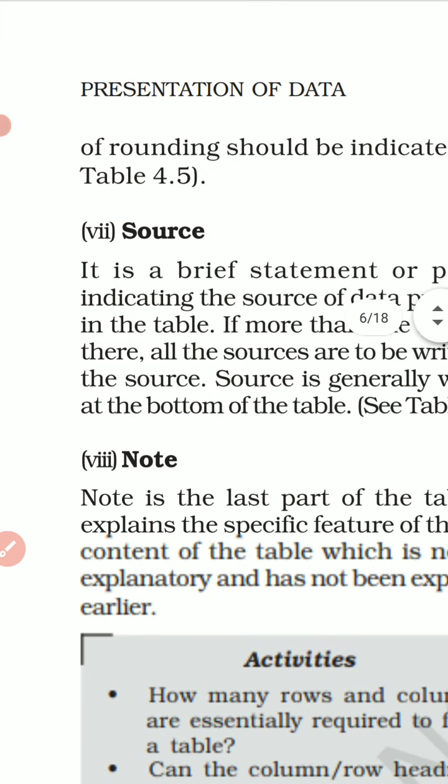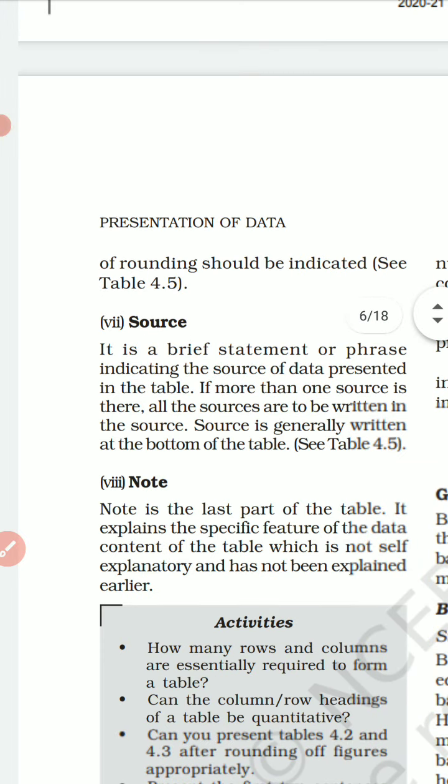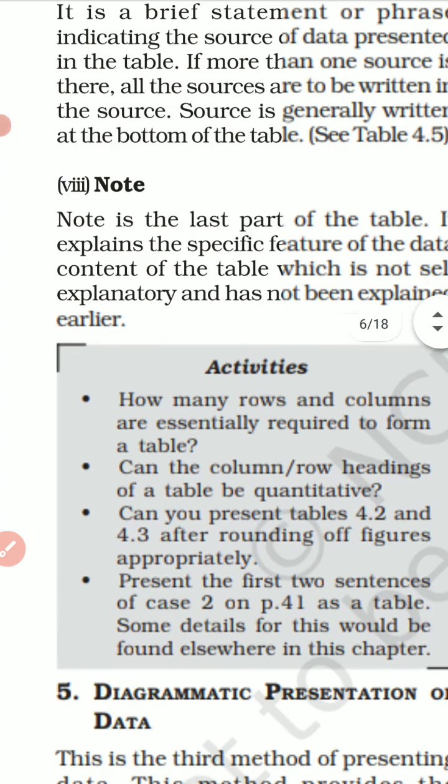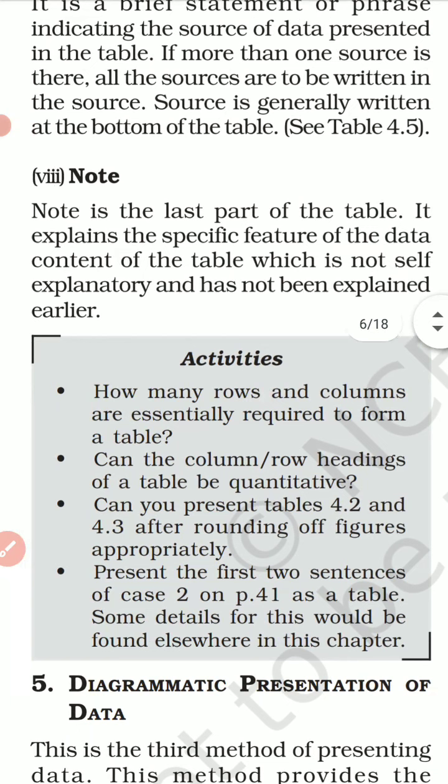Next, point number 7 is source. Wherever the source is related, we have to mention the source. Like in our example, the source of table is Census of India. If that is Census of India, it may be Economic Survey or it may be from anywhere. That source should be written. Then last is note. We can put our specific note to highlight any specific feature of the data.